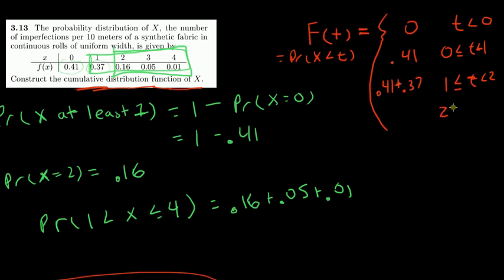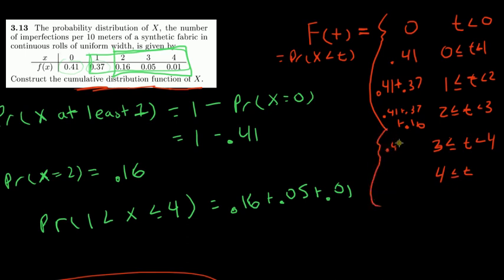Okay, then between 2 and 3. You just keep on adding, right? So now x could be, or t could be 2, so add in 0.16. Okay, then 3 to 4, and finally greater than or equal to 4, right? So here, go ahead and add all these up. My stylus must have lost its connection because it's starting to get really shoddy.